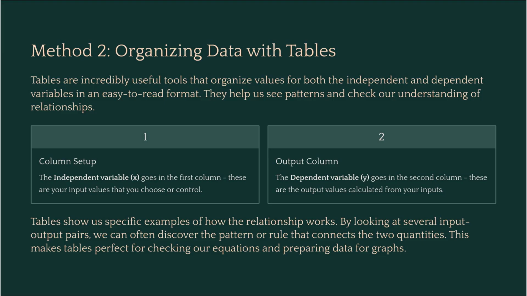The second way to represent the relationship is with a table. A table organizes your data into pairs. The independent variable, x, usually goes in the first column, and its corresponding dependent variable, y, goes in the second. The table helps you look for the pattern between the input numbers and the output numbers.